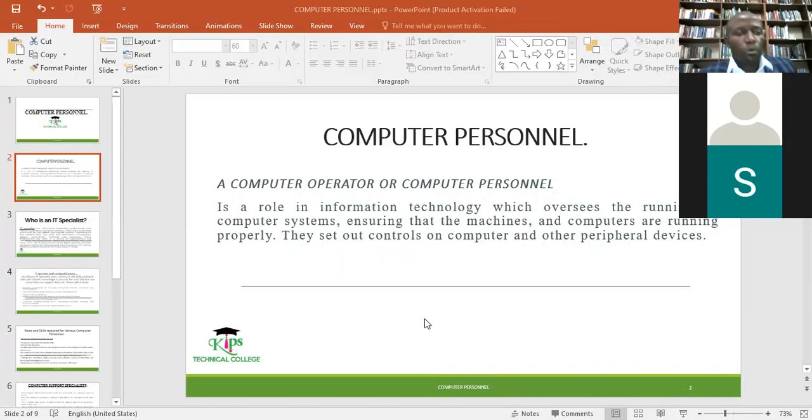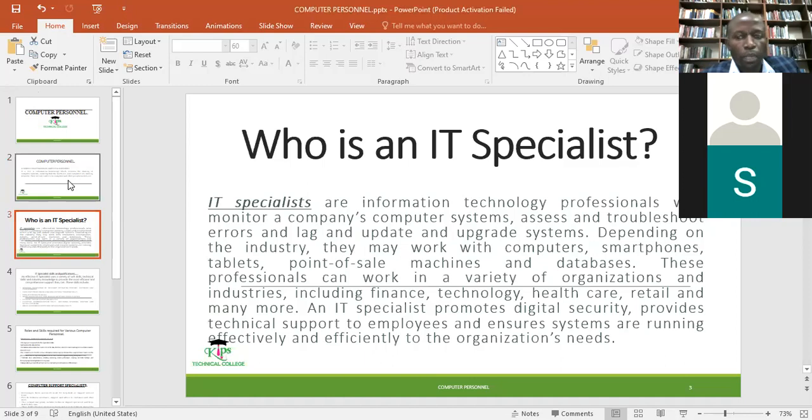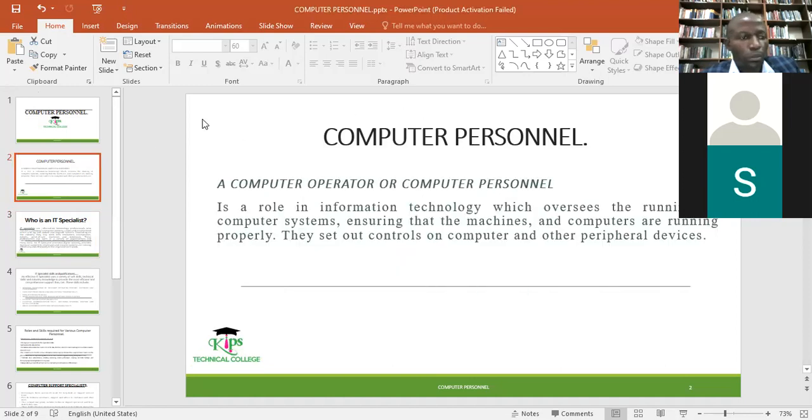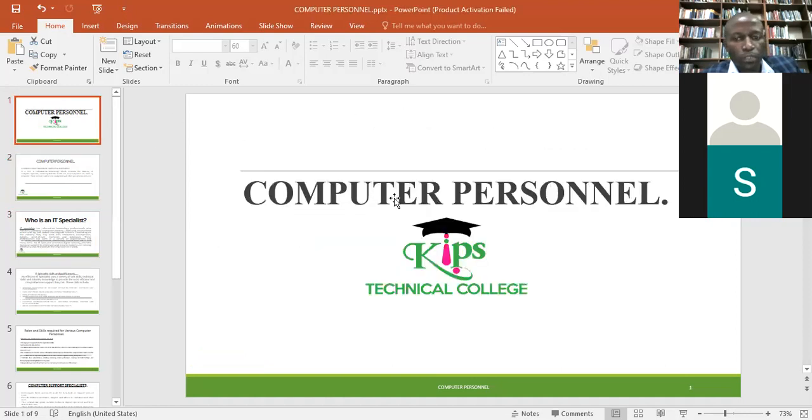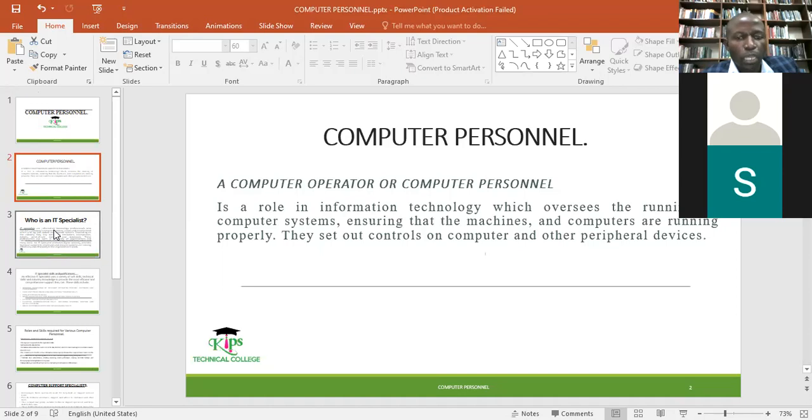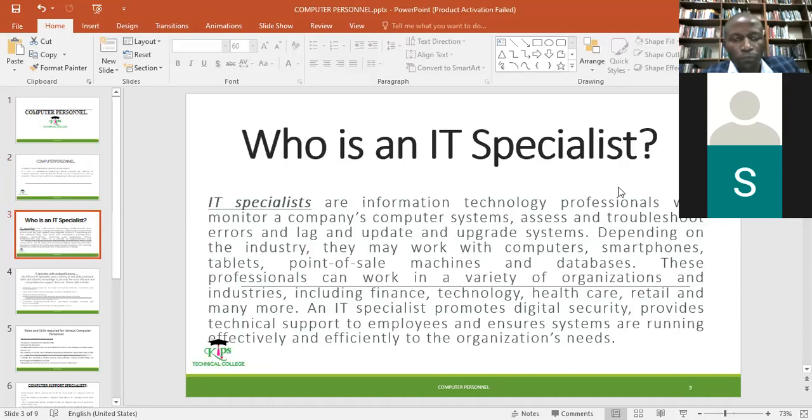So under computer personnel, we have got various skills. I've sampled a few areas of specialization that maybe one needs to specialize in. So when you talk of a computer personnel, whom are we referring to? And when you talk about the IT specialist, whom are we referring to? This is very, very important for us for this lesson. So kindly let's pay attention as we go through the entire lesson.